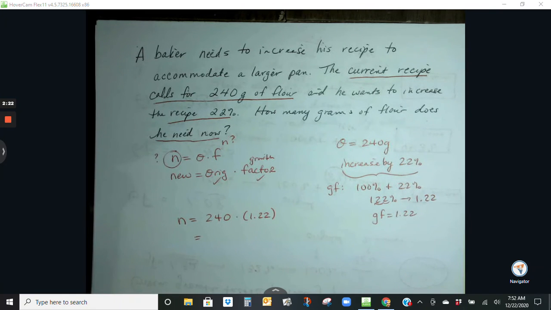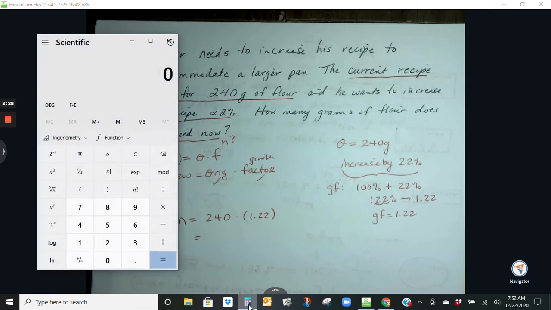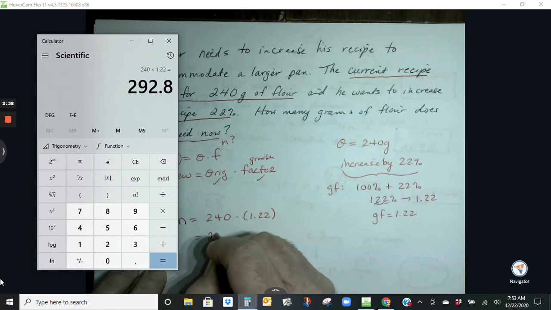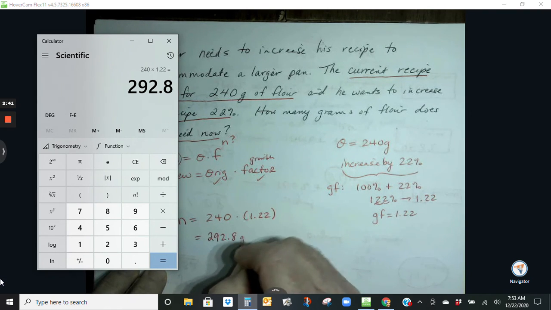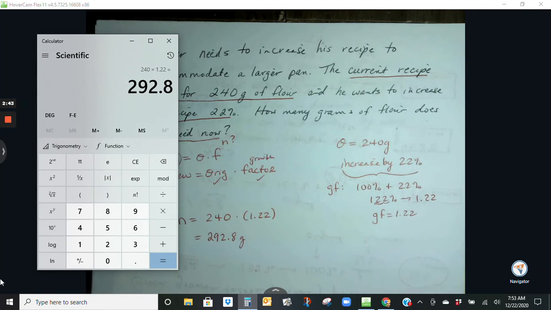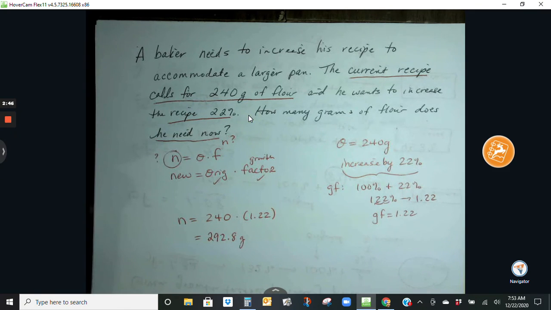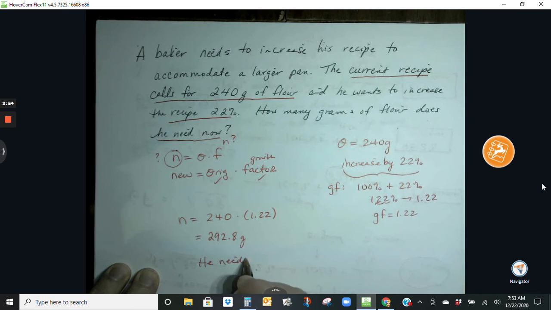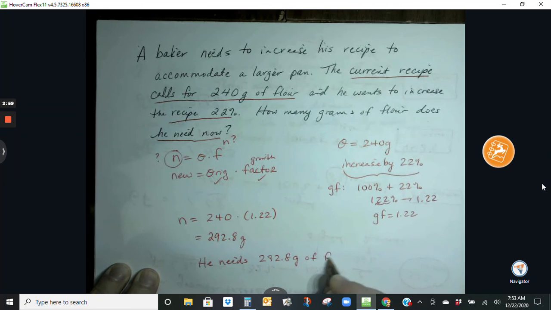So I just need to pull out my trusty calculator and do that. So 240 times 1.22, and that comes out to be 292.8 grams. Let me double check that I did the arithmetic correctly. Yes, I put it in correctly. All right. So there it is, and that's our answer. He needs, and we should always formulate an answer, he needs 292.8 grams of flour.